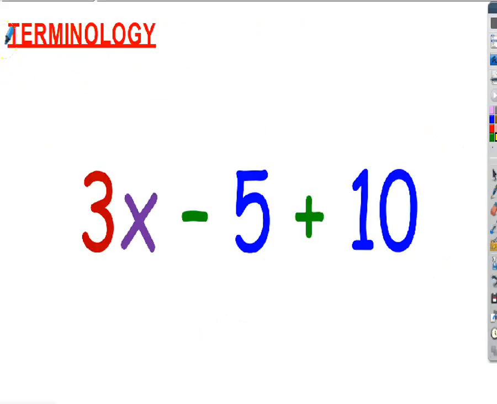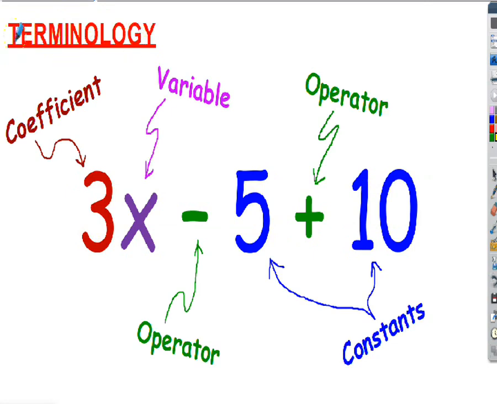Let's briefly look at some terminology associated with algebraic expressions. We're given the algebraic expression 3x minus 5 plus 10. So, considering the terminology associated with this expression, the x is termed the variable. We often use x for the unknown in an expression or an equation, but we can use other symbols as well, such as y or t, or Greek symbols such as alpha and theta.